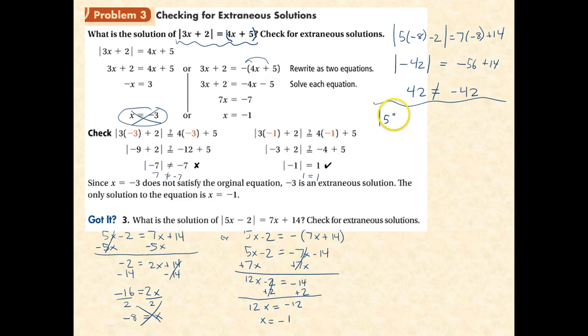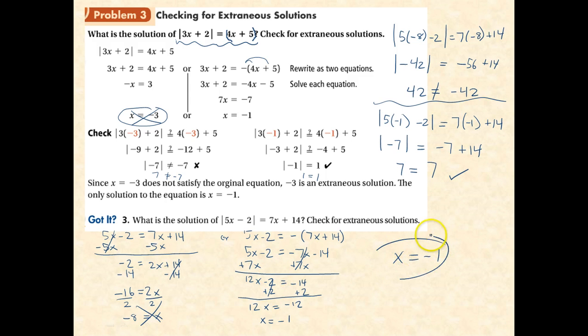So the absolute value of 5 times negative 1 minus 2. Does that equal 7 times negative 1 plus 14? 5 times negative 1 is negative 5. Negative 5 minus 2 is negative 7. 7 times negative 1 is negative 7 plus 14. The absolute value of negative 7 is 7. Negative 7 plus 14 is 7. So we're good. So the only solution is x equals negative 1.